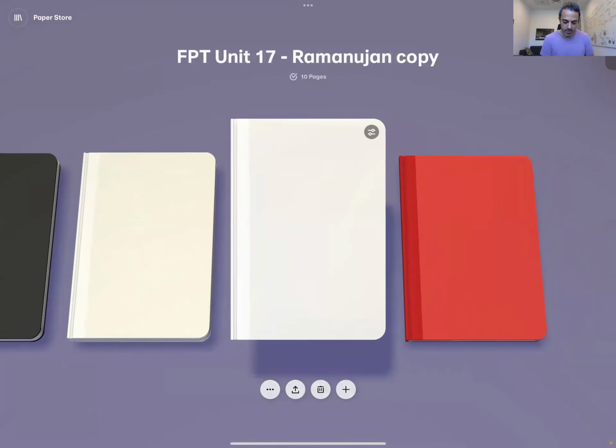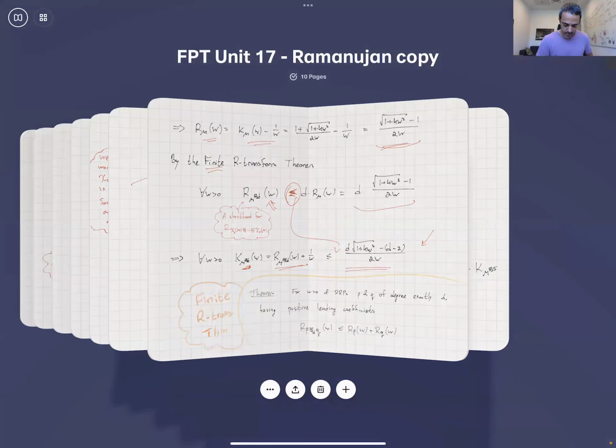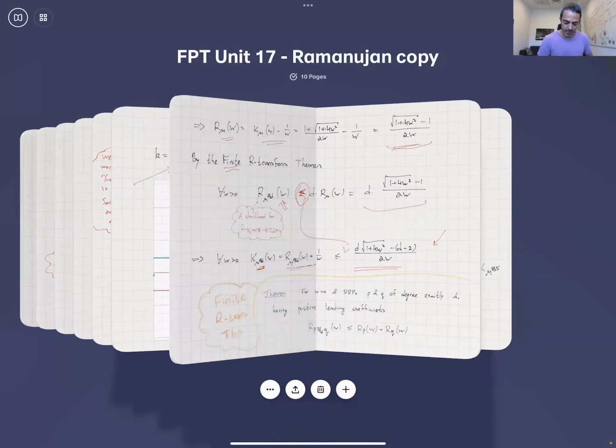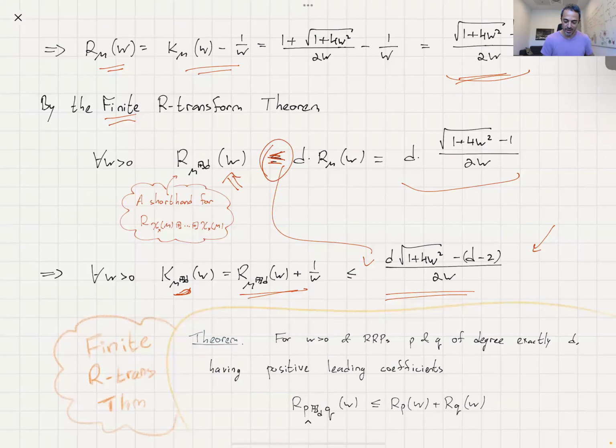But it's the same thing. The only difference is that here I put the D minus 2 in the brackets, that's it. Good. And this is the finite R transform that I used. I should have maybe mentioned that, but you remember that it's a very simple theorem. And also it generalizes to the sum of any number of polynomials, or like the additive convolution of any number of polynomials, because it doesn't really matter.